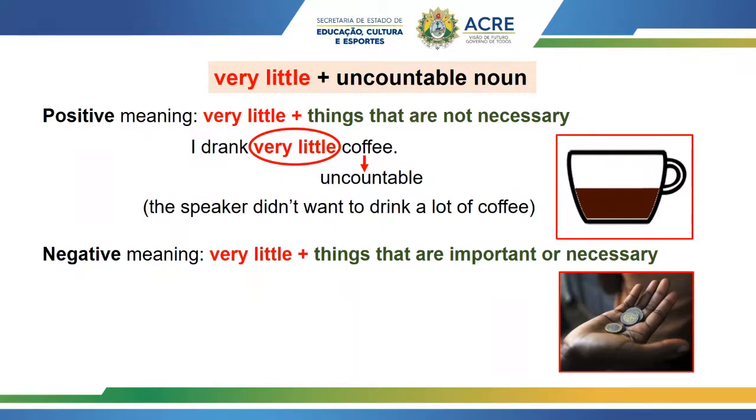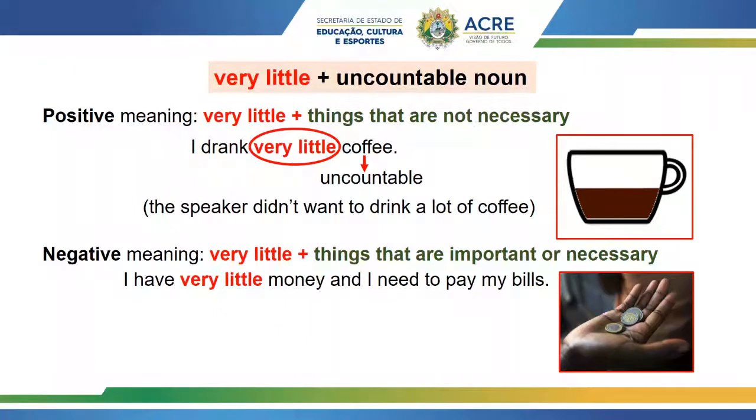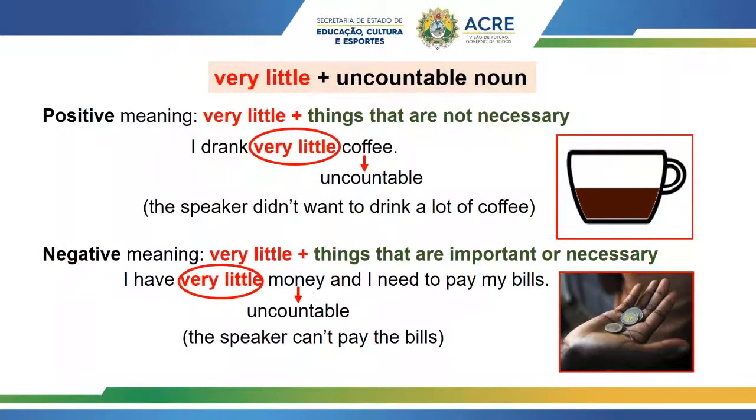Let's see the negative meaning. Very little plus things that are important or necessary. Example, I have very little money and I need to pay my bills. Very little plus uncountable noun. The speaker can't pay the bills. Here we have a problem because paying the bills is important, is necessary. That's why this sentence has negative meaning.